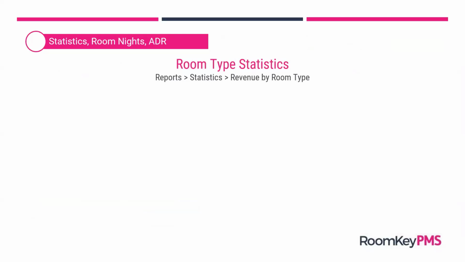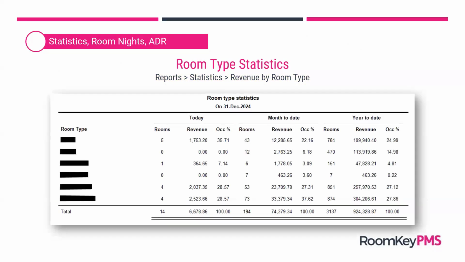The next reporting that I want to take a look at is our room type statistics. This is found in the statistics menu as well in the reporting menu, and it's simply called revenue by room type. This will generate a report that will include statistics for the previous year, and we've got a year to date column on the far right hand side.